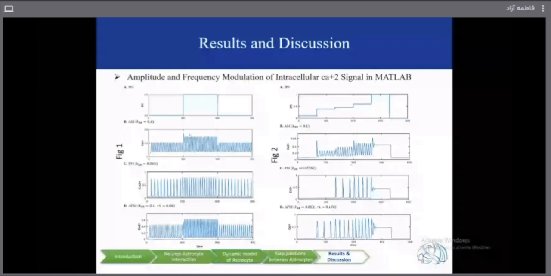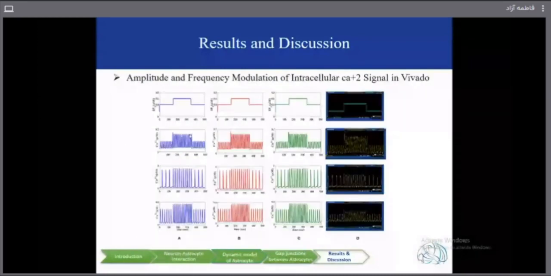So this figure depicts the multimodal information encoding in the digital circuit. In fact, we first implemented our biophysical model in MATLAB simulator, and then we proposed a novel digital circuit for this biophysical model. So our digital circuit can encode the information and mimic the behavior.